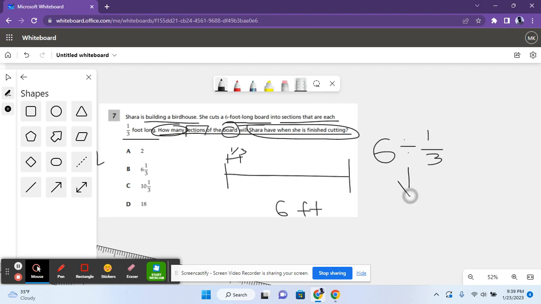Here you have to use something called keep change flip. Keep 6, make this 6/1, by the way. You keep 6, you change the division sign into a multiplication sign. And you flip 1/3, you make that 3/1, flip the numerator and denominator, that gives you 18. So for this problem, 18 is the correct answer, which is answer choice D.